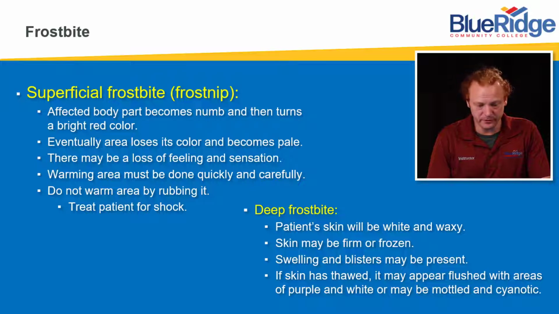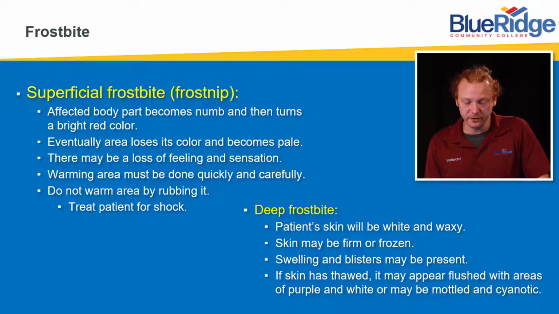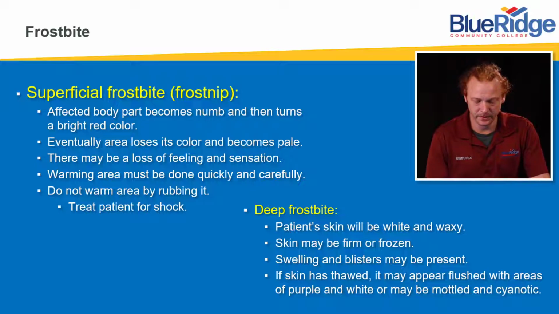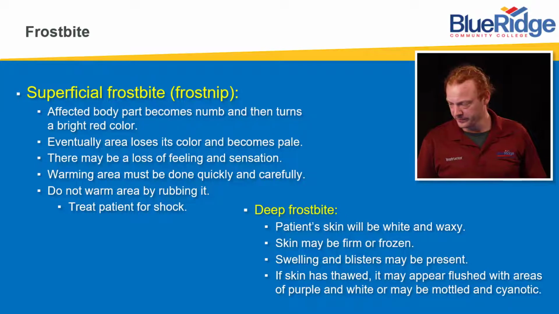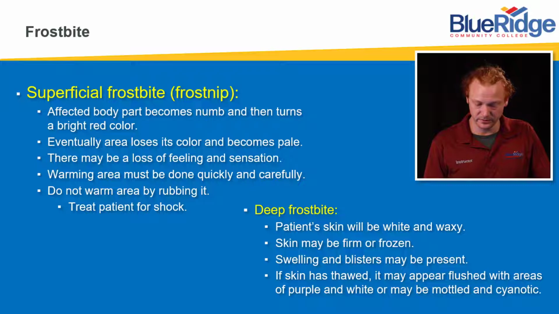Looking at deep frostbite, the patient's skin will be white and waxy. The skin may be firm or frozen. Swelling and blisters may be present as well. If the skin has thawed, it may appear flushed with areas of purple and white, or it may be mottled or cyanotic. Treatment of this, always follow your scene size-up, primary assessment, and secondary assessment sequence.